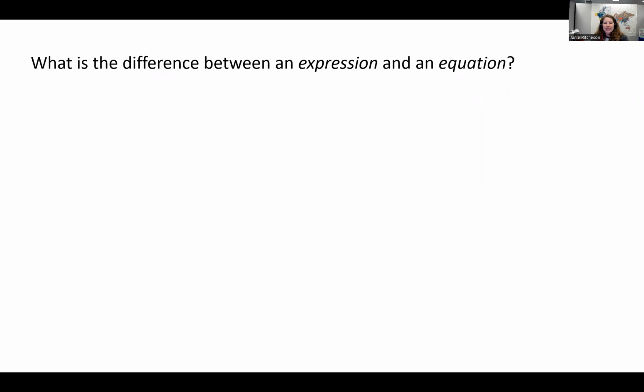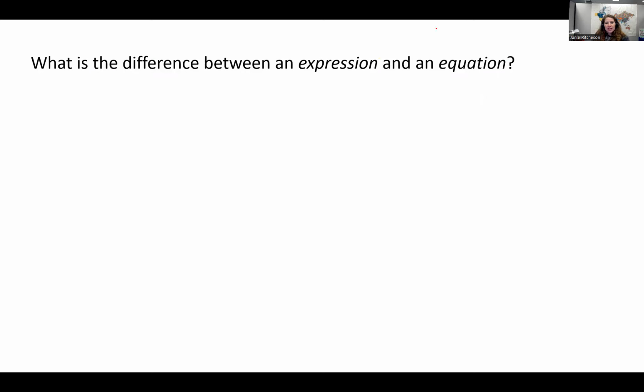We are starting our second unit in 7th grade. Only one more unit to go after this one, so I know you guys are going to continue doing the great job I've seen you do this year. So what are we going to talk about? We're going to talk about the difference between an expression and an equation.